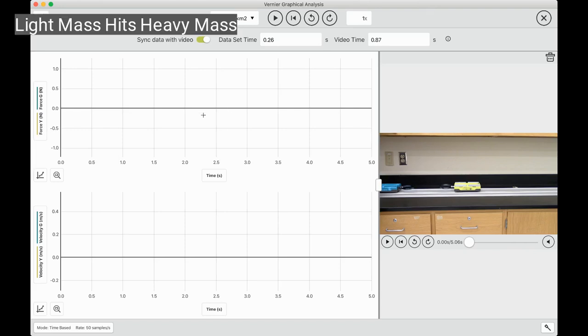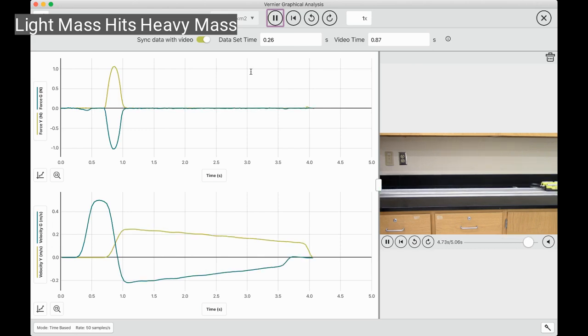Now we're going to look at a case where you still have the springs between them, but now the cart doing the hitting is lighter. I've put some extra masses on that yellow cart. You can watch that. And so that causes the light cart to recoil. We can look at what happens when the graphs are played back this way.